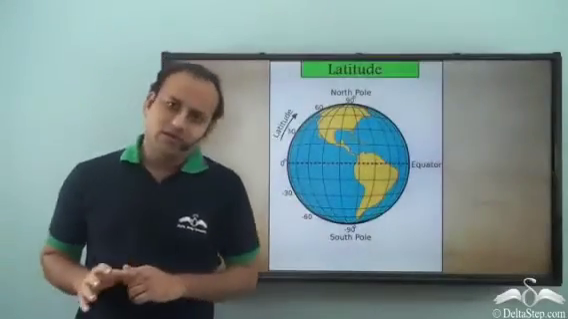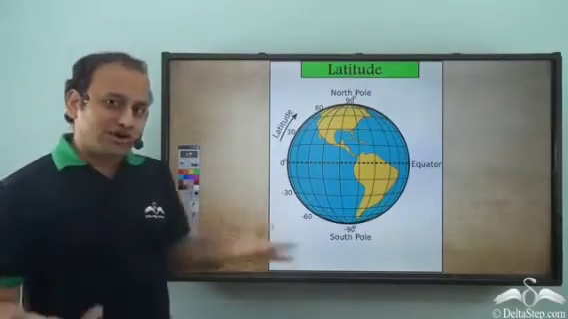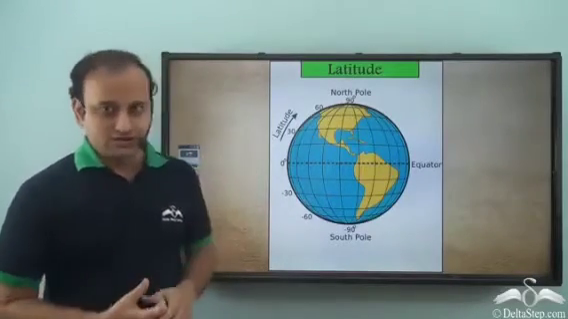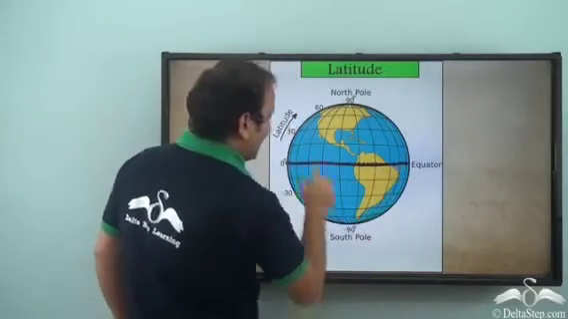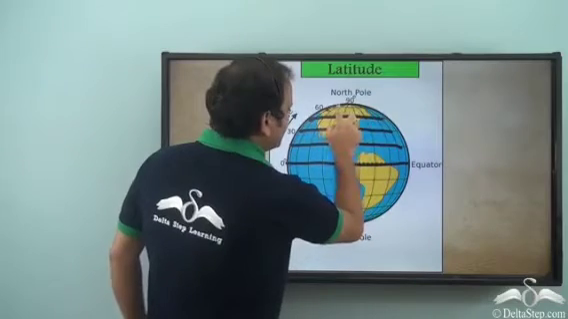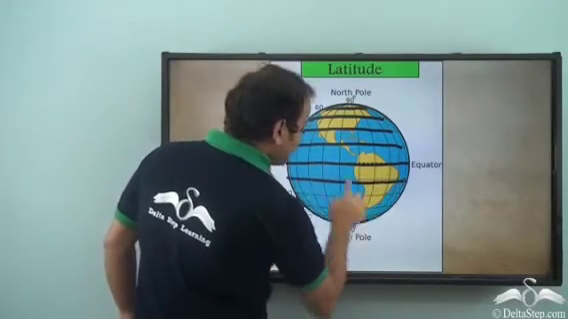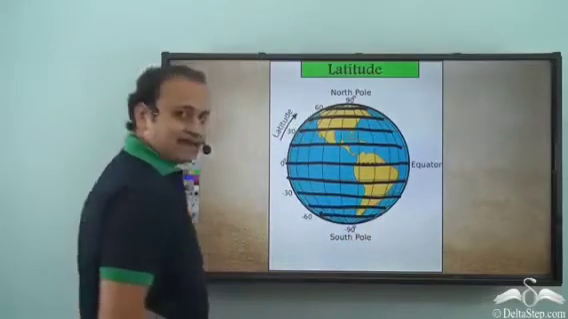Now, apart from these two important lines, there are some more lines which have been drawn on the entire Earth. By taking the equator as the base, we have some lines drawn here, as you can see. These lines which are parallel to the equator are called latitudes.